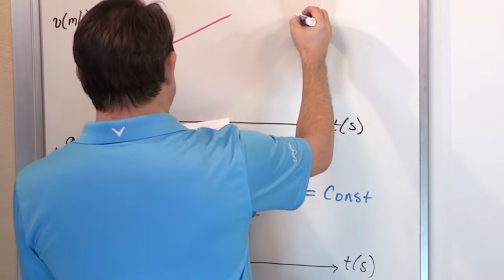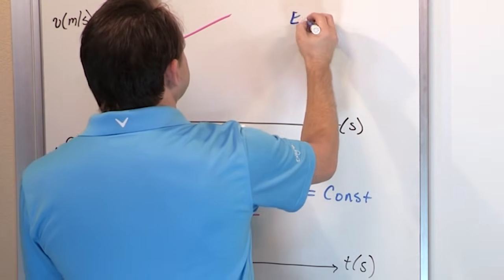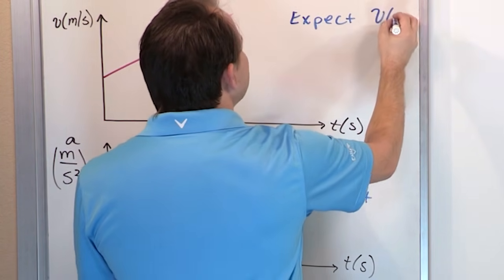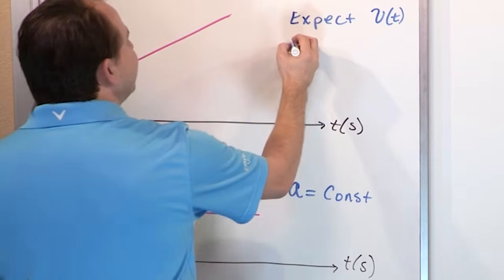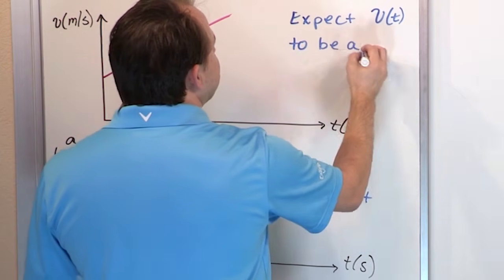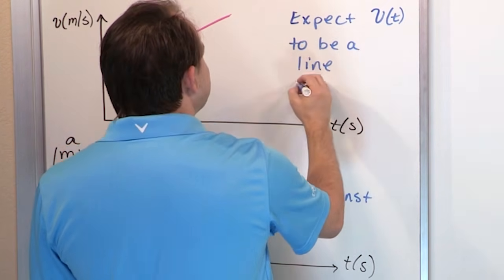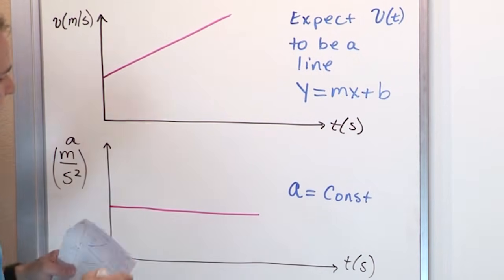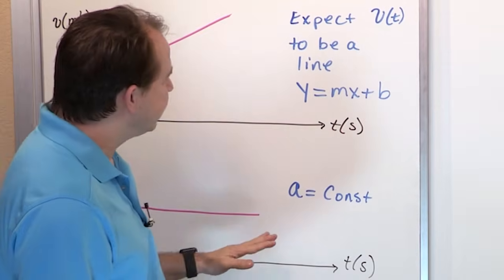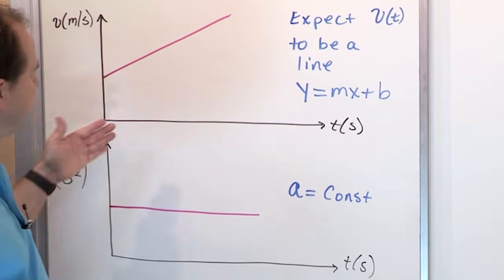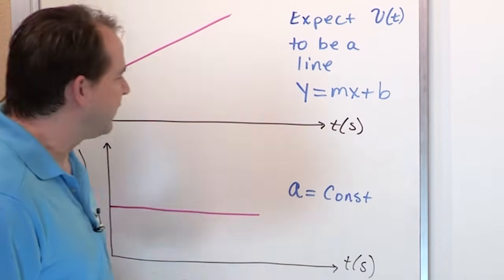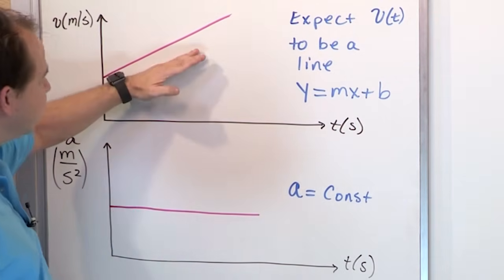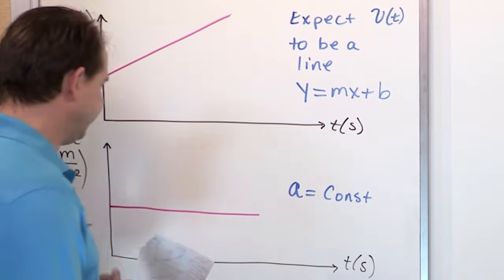We expect that the equation for the velocity as a function of time to be a line. Something like y is equal to mx plus b, right? I'm not going to give you the equation yet, but all I'm telling you is that from looking at it like this, you know that the equation for acceleration is going to be a constant. You know the equation for the velocity is going to look like a line because it is a line for every problem of constant acceleration.